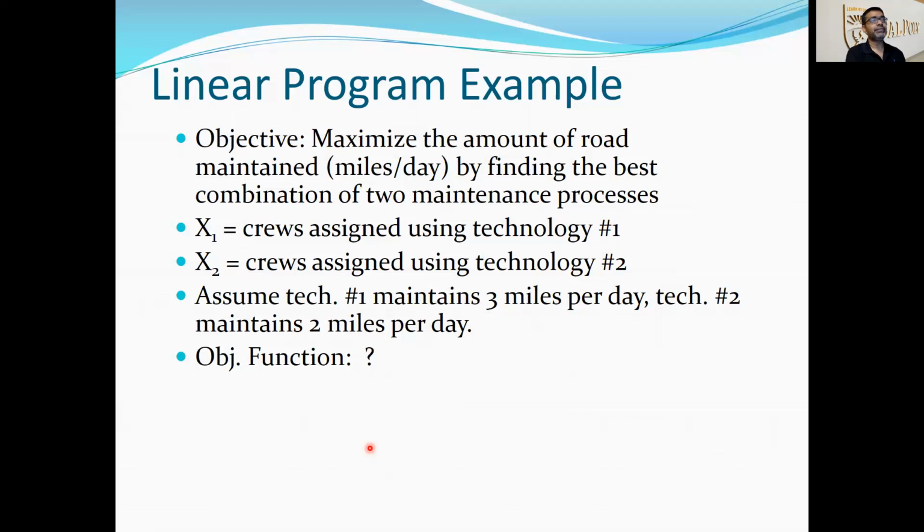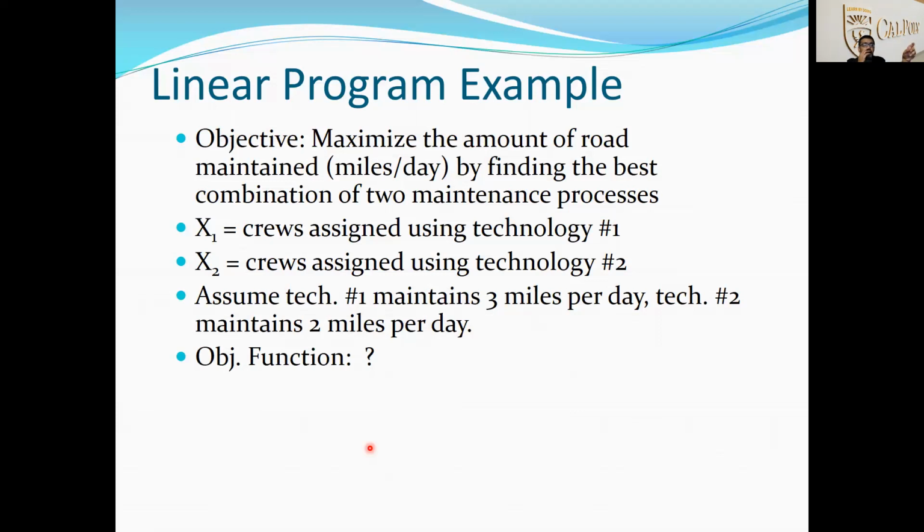Technology 1 can maintain 3 miles of road per day, and technology 2 can maintain 2 miles of road per day. And you're deciding how much crew you should assign. How much crew should you assign using technology number 1? Let's say that number is x1. And what amount of crew should you assign using technology 2, which is x2?